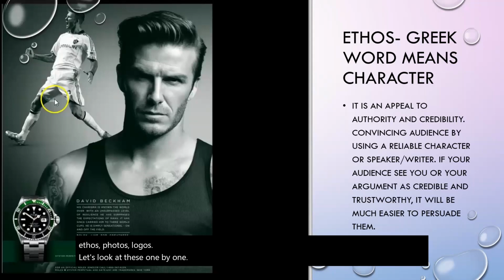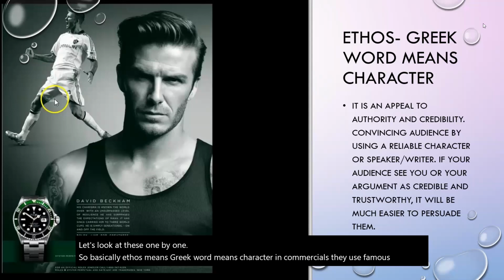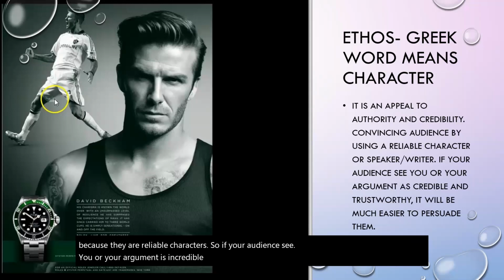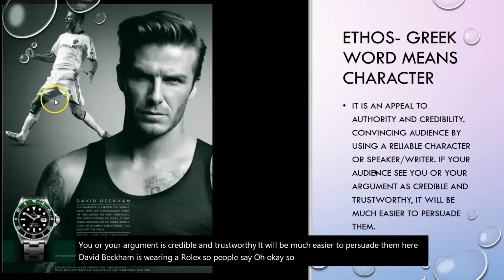So basically, ethos, Greek word, means character. In commercials, they use famous people because they are reliable characters. So if your audience see you or your argument as credible and trustworthy, it will be much easier to persuade them. Here, David Beckham's wearing a Rolex. So people say, oh, okay, so it's a reliable brand to buy.